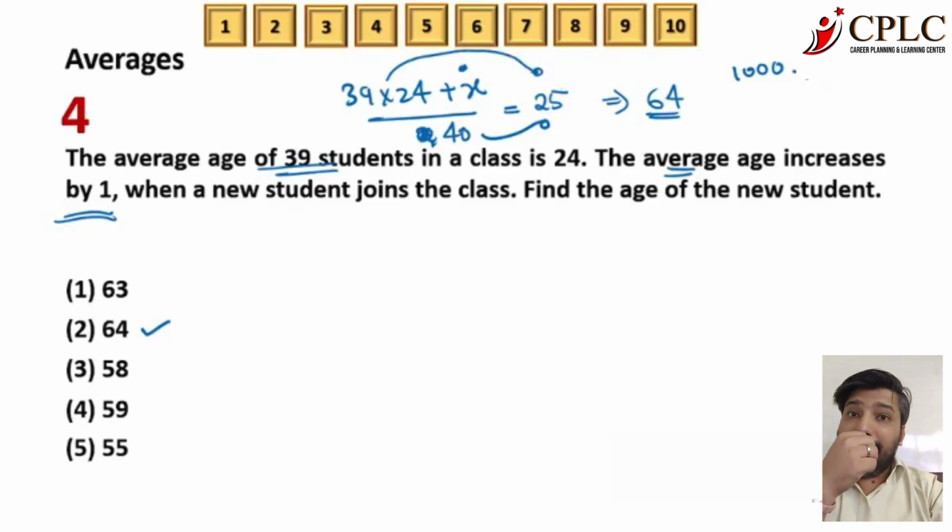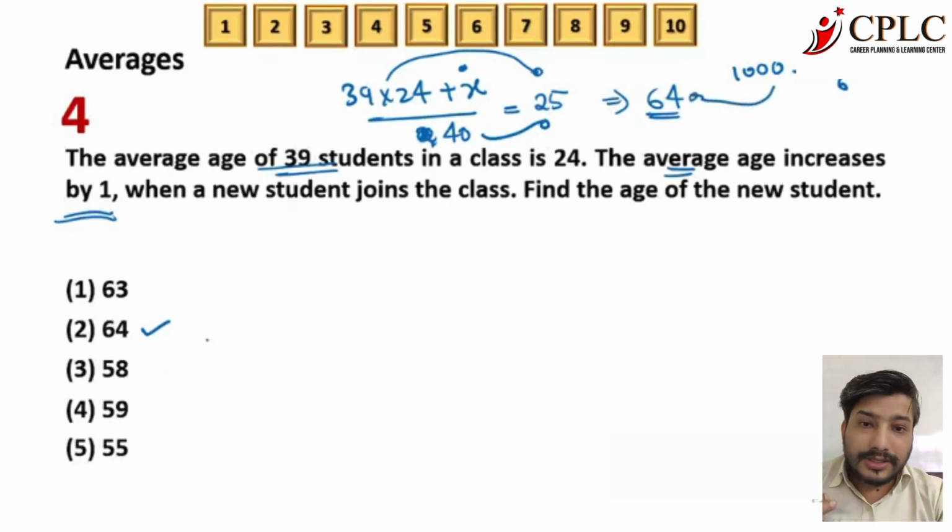So this 39 into 24, what I am trying to do is judge the last digit. So 9 4s are 36, so the last digit is going to be 6 for that number. 39 into 24, I don't know what that number is, but the last digit is 6. 1000 minus something whose last digit is 6, obviously the last digit of the answer has to be 4. Only one option has 4. Easy as that.